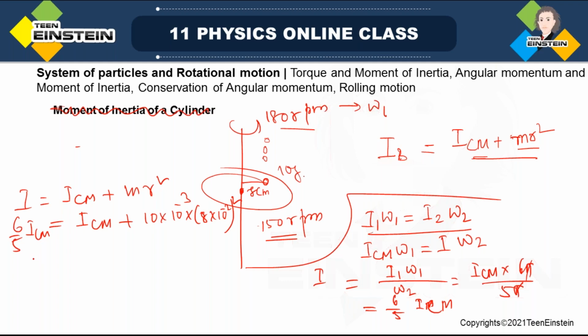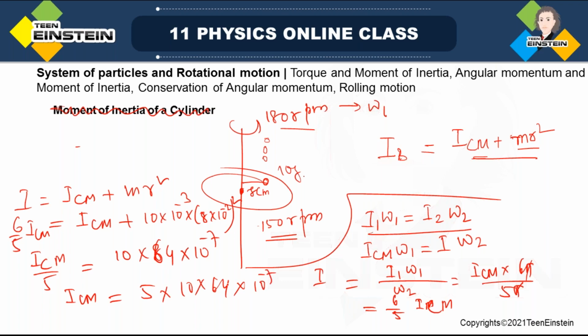Okay, so from here if we calculate, this will be ICM by 5 into 10 into 64 into 10 to the power minus 7. And from here I can find out what is ICM. So 5 into 10 into 64 into 10 to the power minus 7. So this will give you the moment of inertia. It will be nearly equal to 3.2 into 10 to the power minus 8 kg meter square. So this will be the moment of inertia of the original disk.